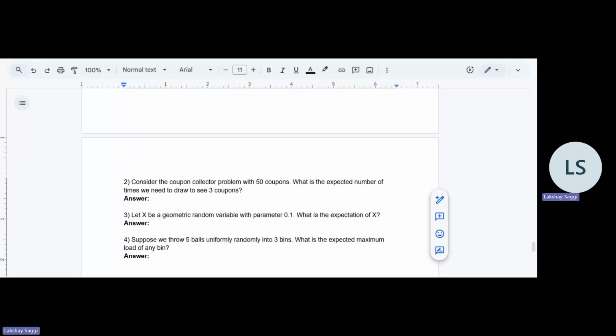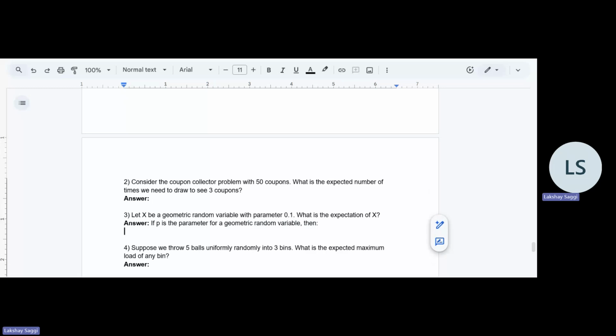So essentially, if p is the parameter for a geometric random variable, then what's the expectation of X? The expectation of X is just 1 multiplied by the probability that X equals 1, plus 2 multiplied by the probability that X equals 2, and so on.